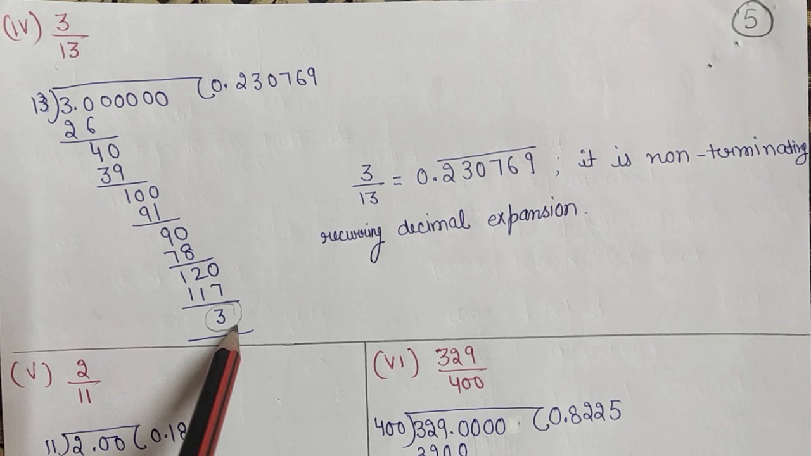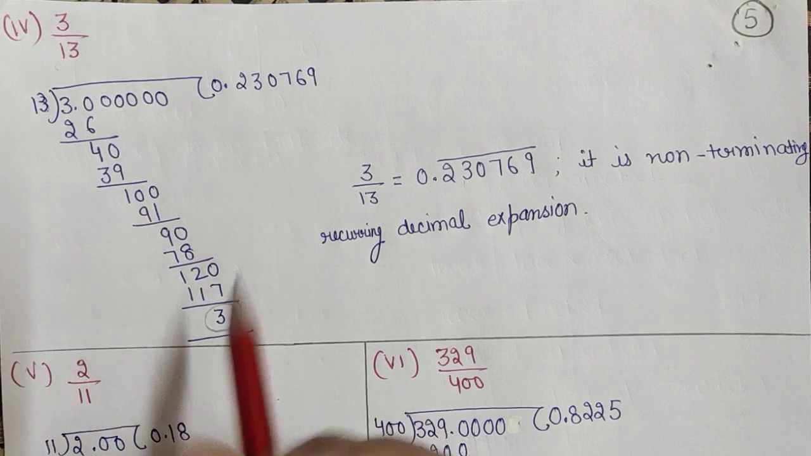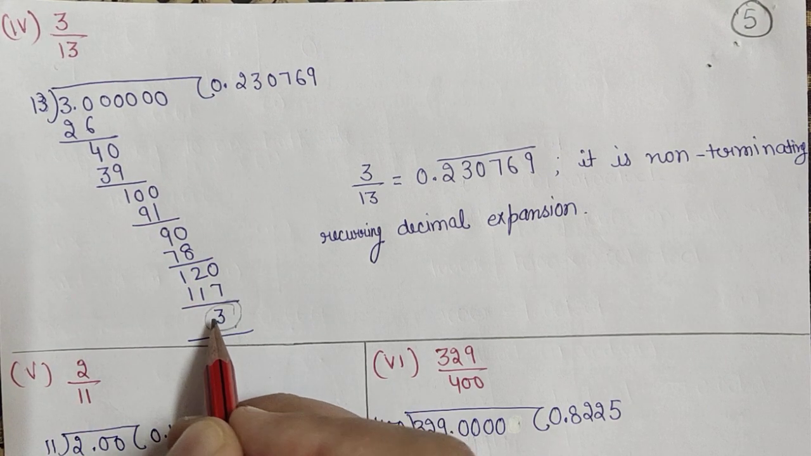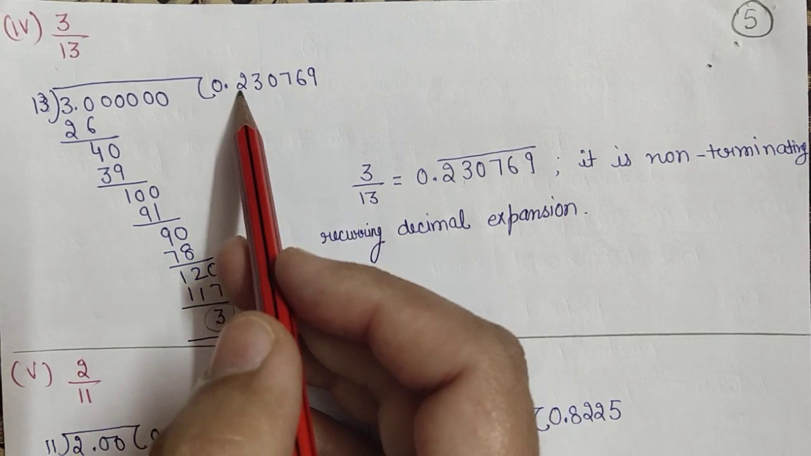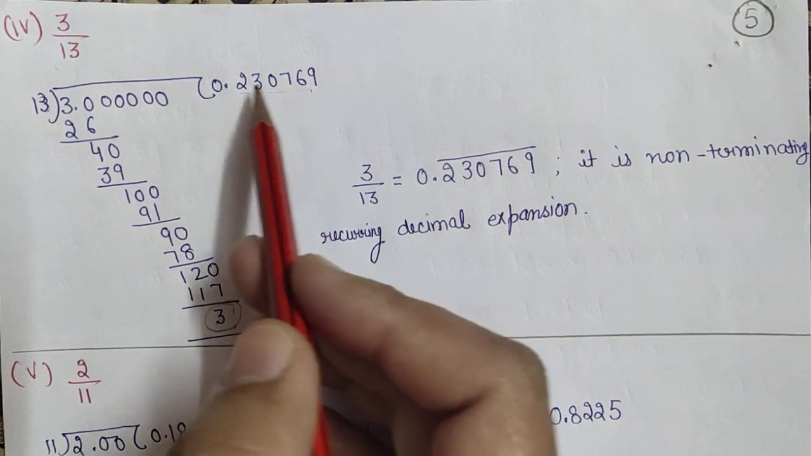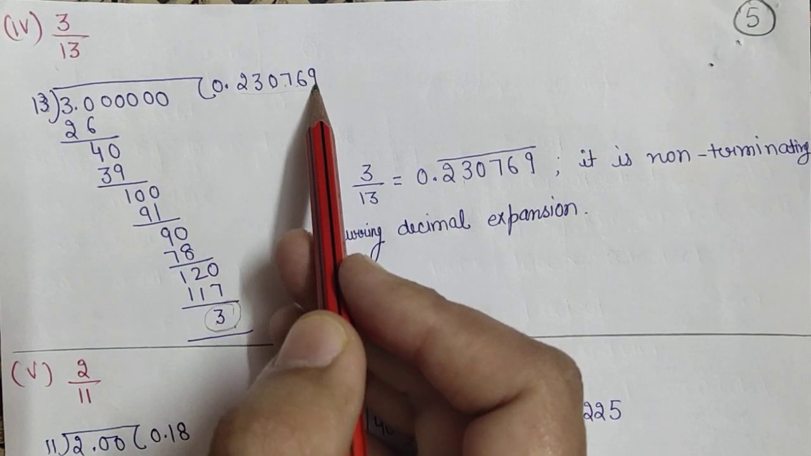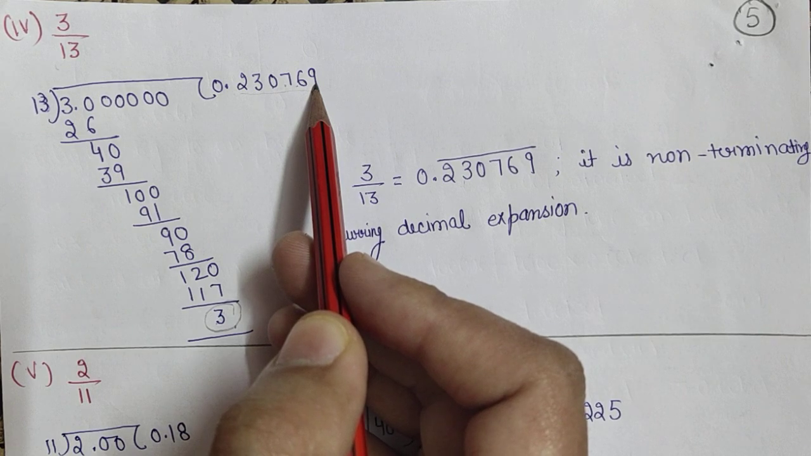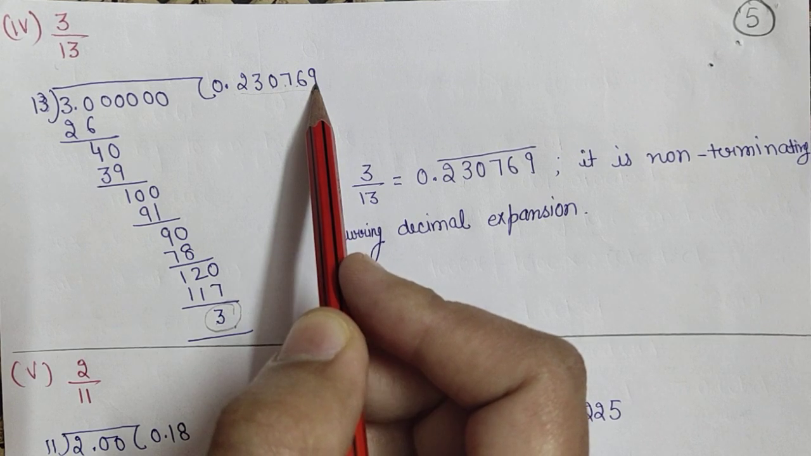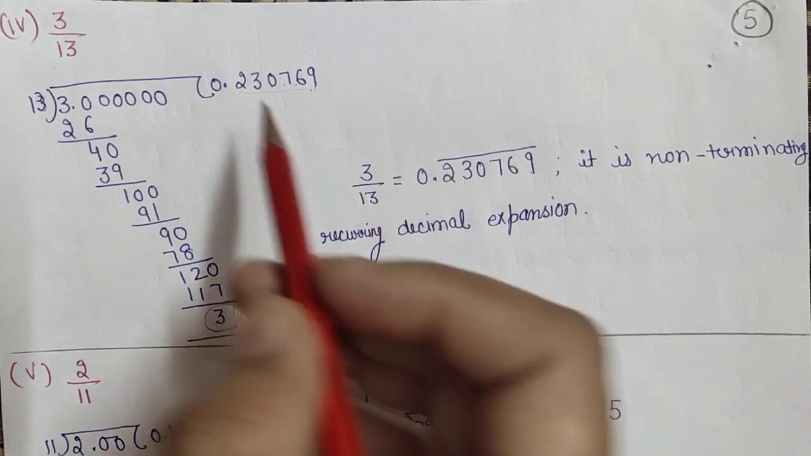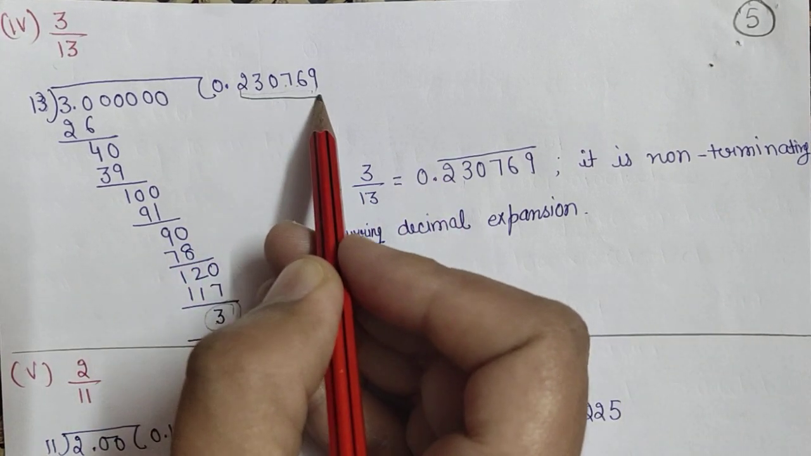Now we have to check whether it is recurring or non-recurring. After a few steps, the number 3 comes again. That means this pattern will follow again. This pattern 2 3 0 7 6 9 will come again. That means it is a recurring decimal expansion. So we have to represent it, because this term will come again.